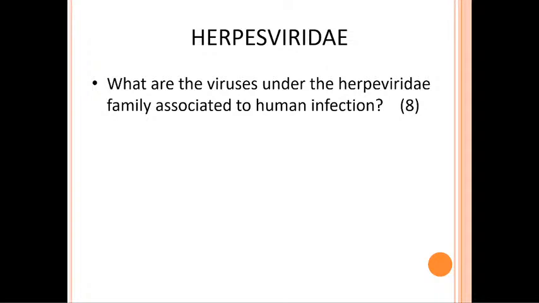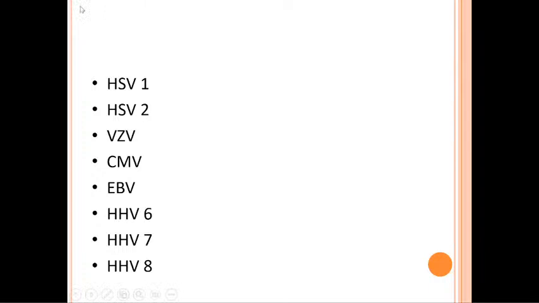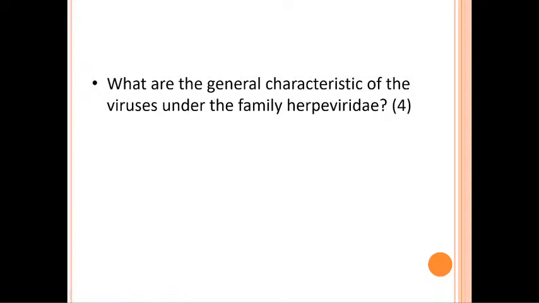There are 8 viruses under this family that are associated with human infection. Huwag na natin masyadong alalahanin yan. Ang kailangan nyo lang alalahanin, HSV-1, HSV-2, VZV, CMV, and EBV. Okay? Be mindful of those things. General characteristics of the viruses under the herpesviridae family is that they are capable of latent infections.